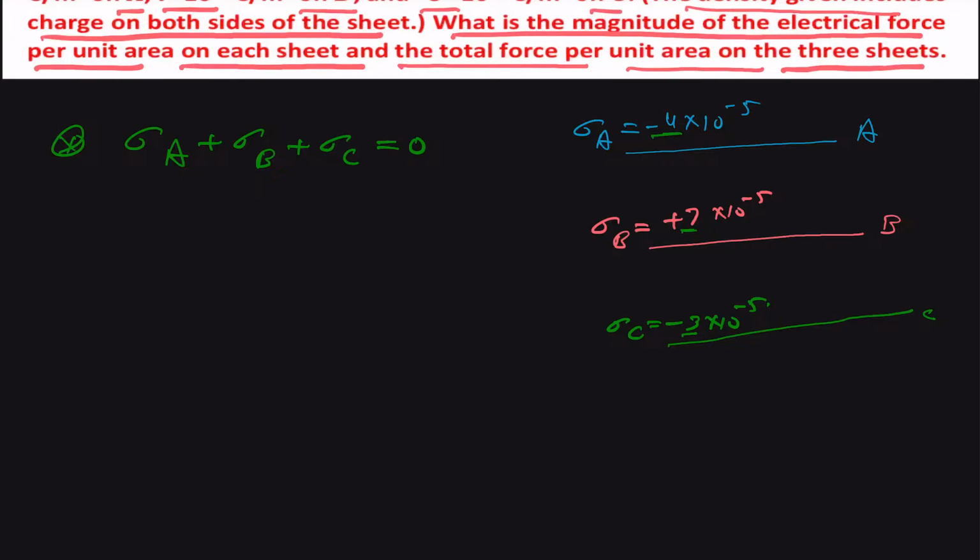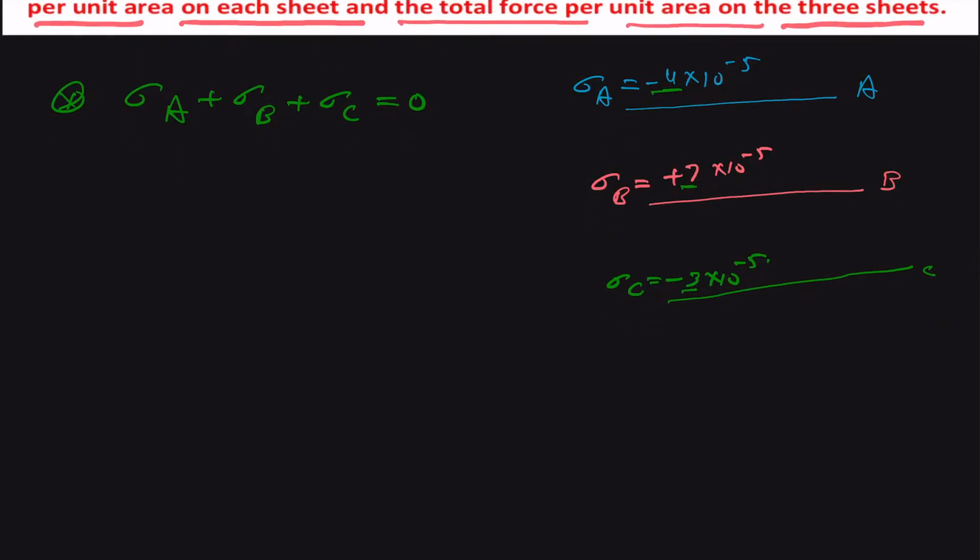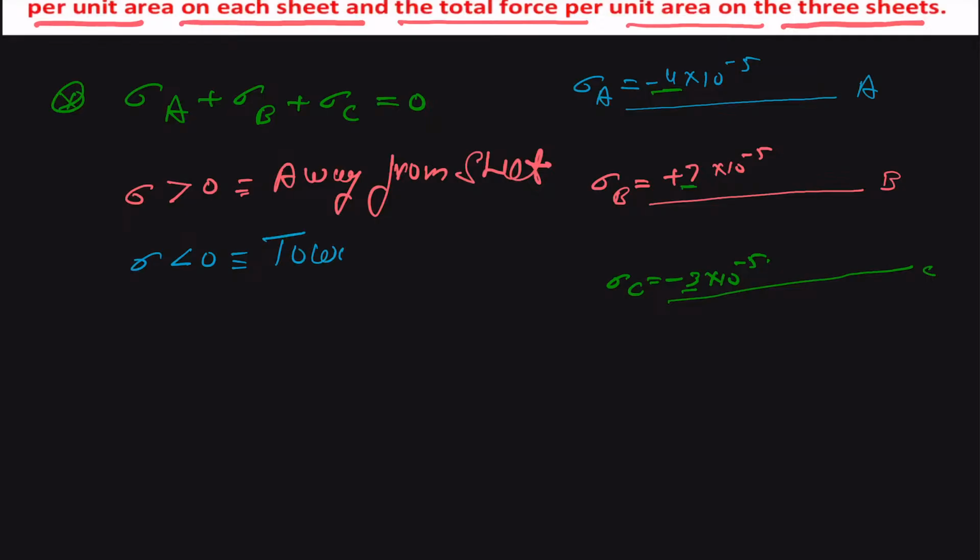Okay, and we already know that when the charge density is greater than 0, or positive, the field is away from the sheet. So we have a field which is away from the sheet. And when the charge density is less than 0, which is negative, then we have the field toward the sheet. This is the standard notation.